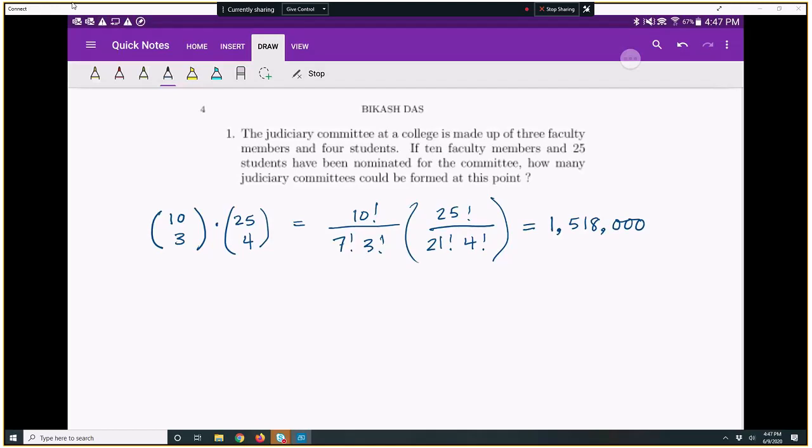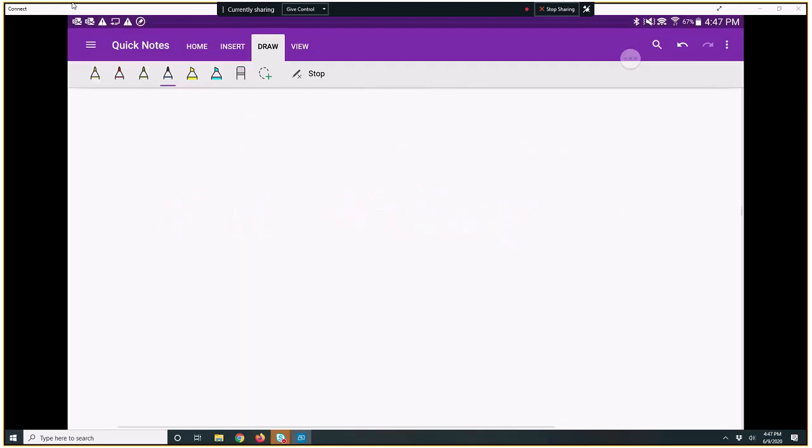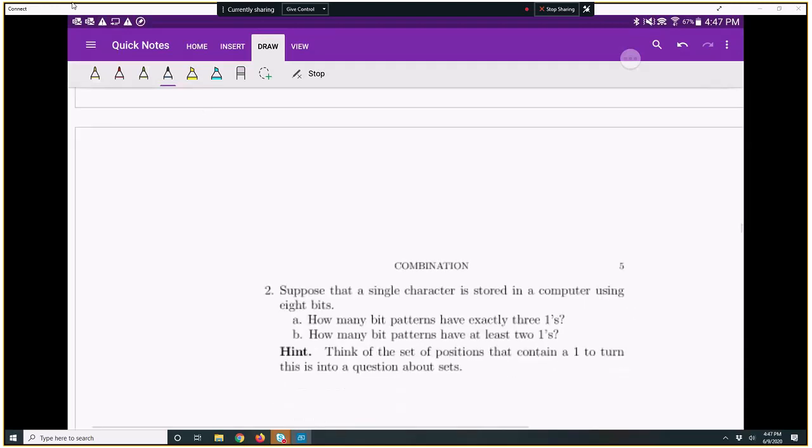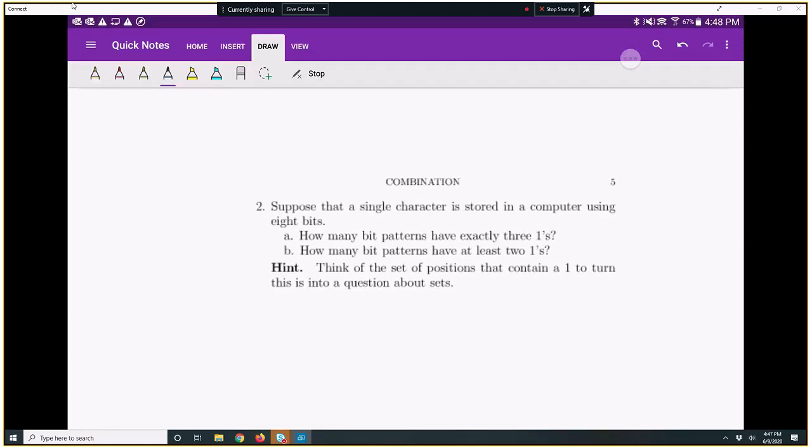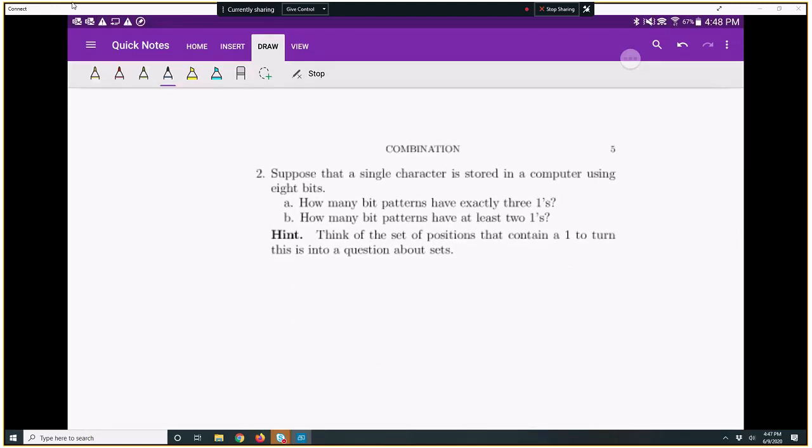But even if you are using a calculator, you absolutely must know these formulas for permutations and combinations. And we will have examples, there will be situations where it's much faster to just do the cancellation. Alrighty. Next, suppose that a single character is stored in a computer using 8 bits. How many bit patterns have exactly 3 ones?